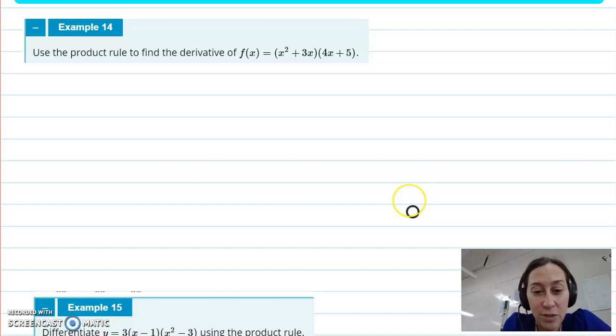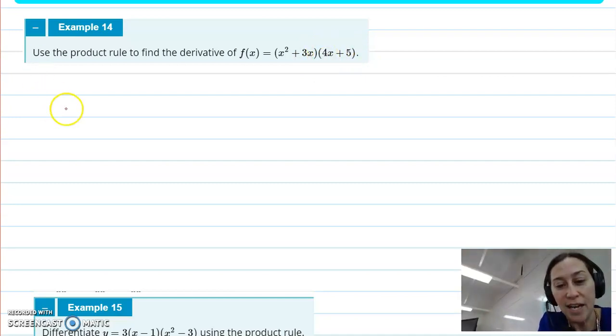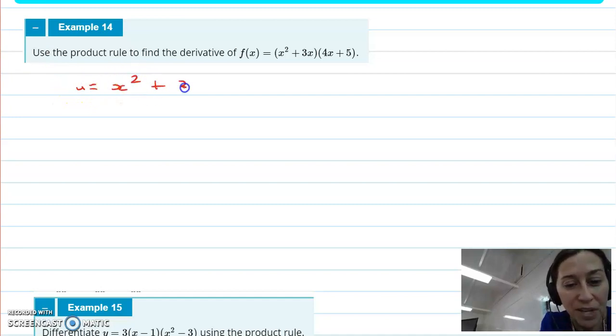Now if we have a look at this, we can see that u is going to be this section here, and it's multiplied by v in this bracket here. So what we need to do is we write down, well, we'll let u equal x squared plus 3x, and we let v equal 4x plus 5. And we differentiate each of those functions individually.